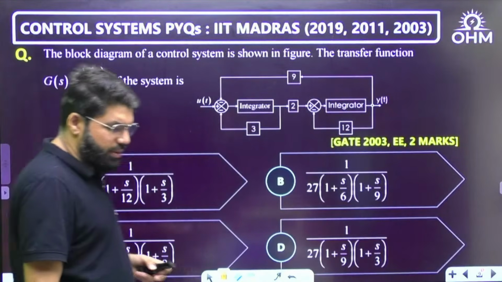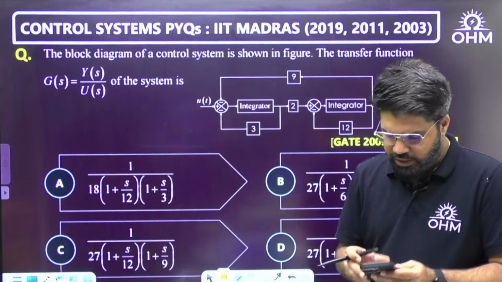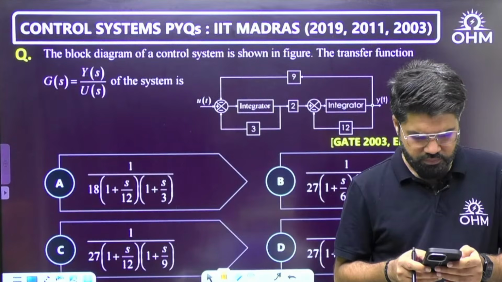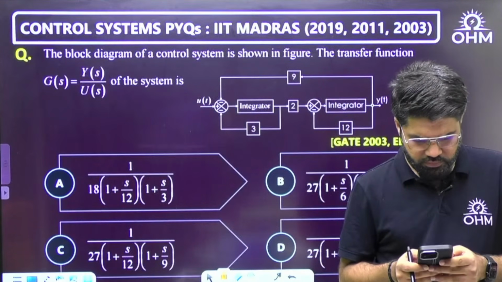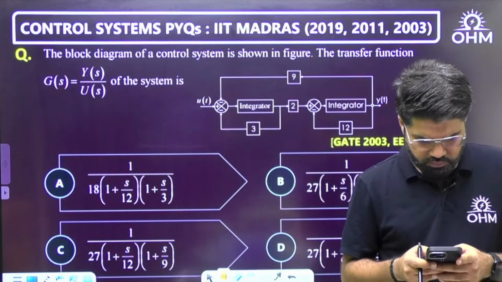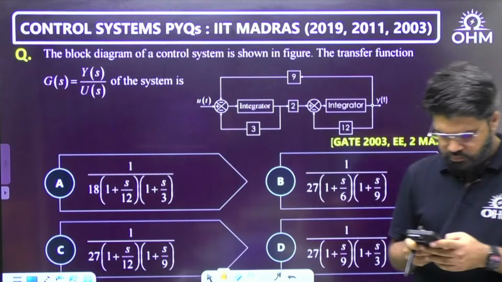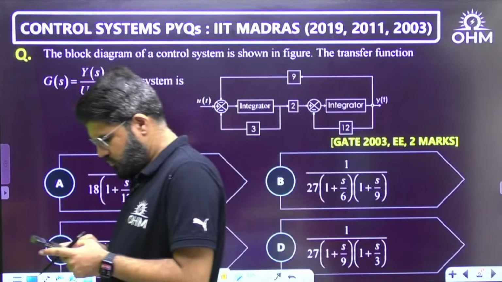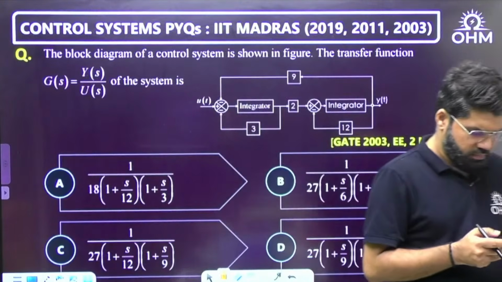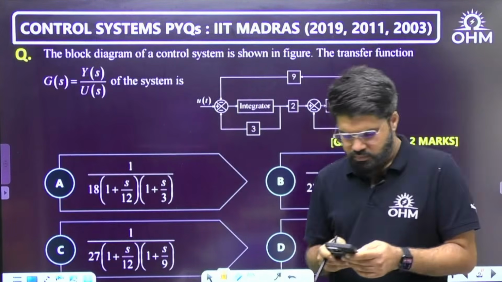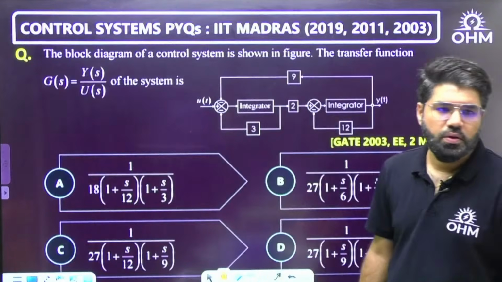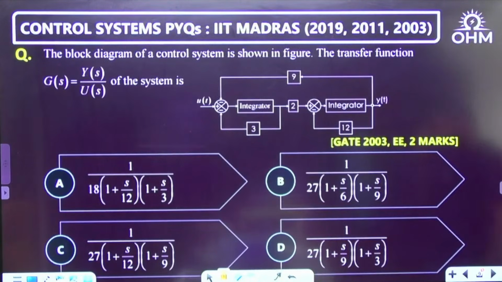Here it is, GATE 2003 EE 2 marks question. Attempt this. Quickly attempt this question. Okay, let's do it out. The block diagram of a control system is shown.